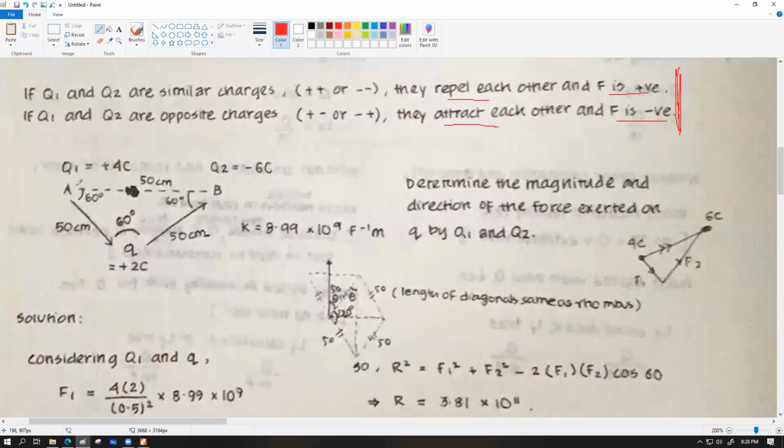So what is the resultant force experienced by this charge because of these two? We are not trying to find out how much force they exert onto each other, or how much force this exerts on that one. We are trying to find out how much force is experienced by this one because of these two. So let's go ahead and try this out.